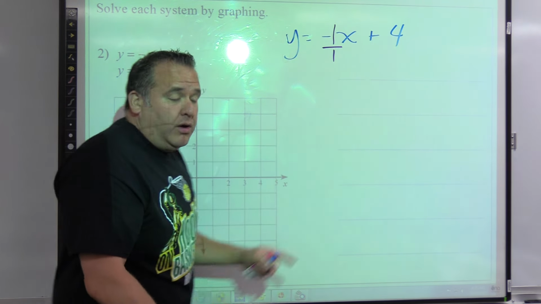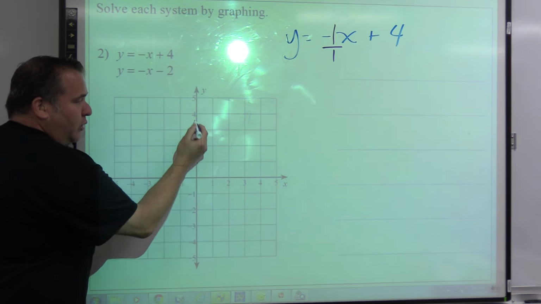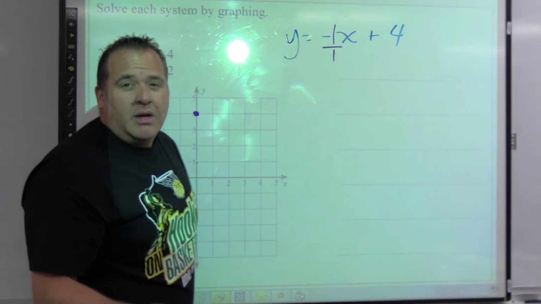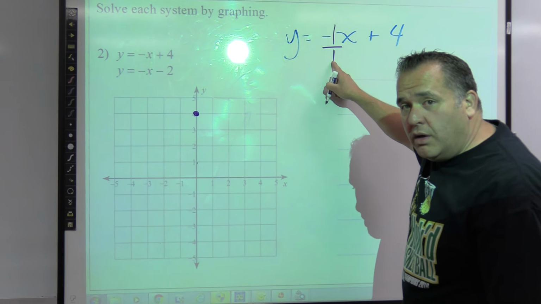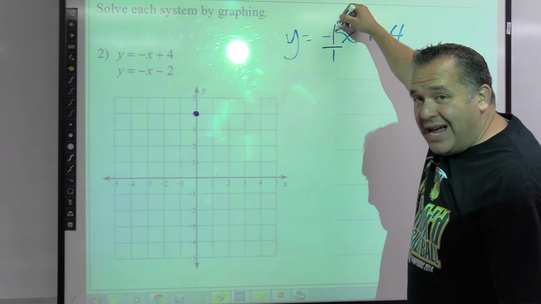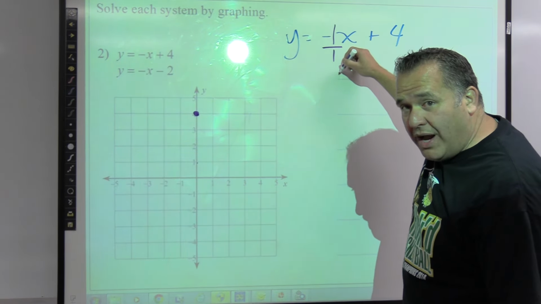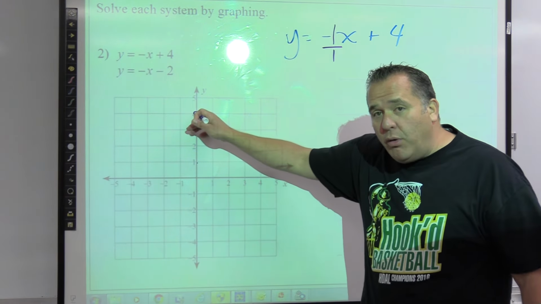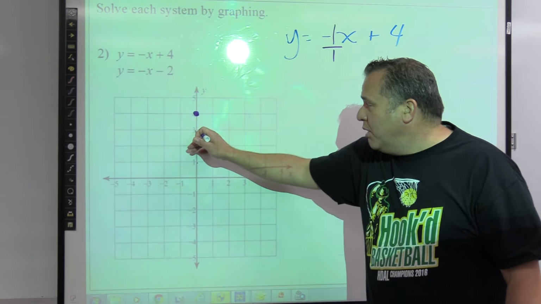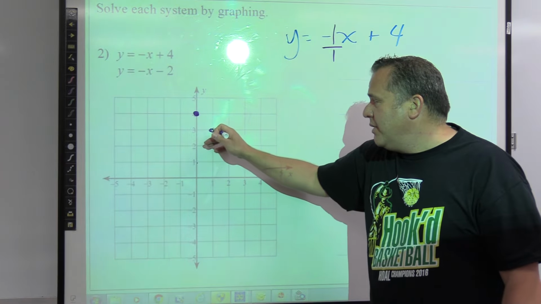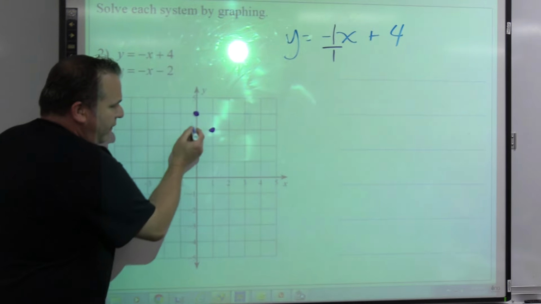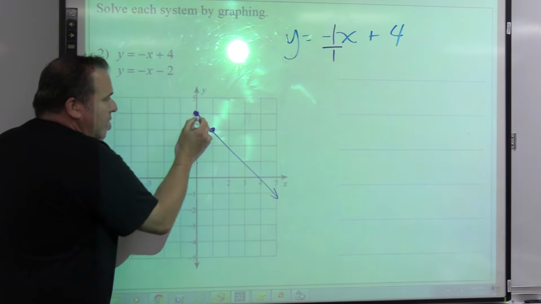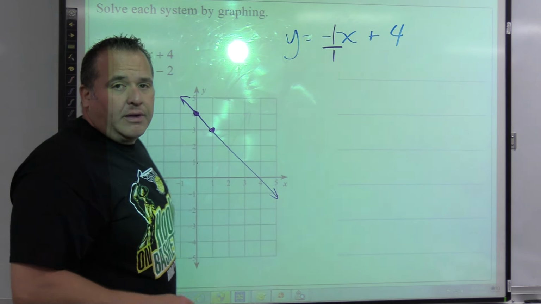First, we go up 4. Look at this. 1, 2, 3, 4. Way up here, right? Next, our slope is negative 1 over 1, which tells me I'm going down 1 and to the right 1, right? So from my point, I'm going to go down 1, boom, to the right 1 over here. And now I got those 2 points. Let's connect them and see our first line. Look at that. Perfect.